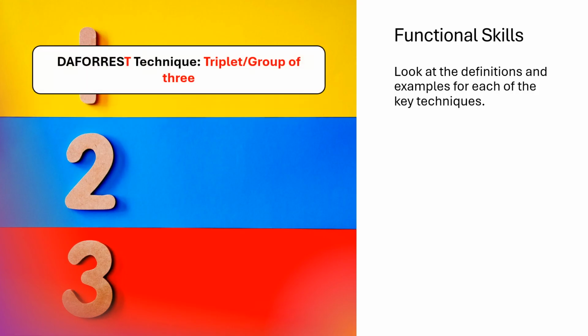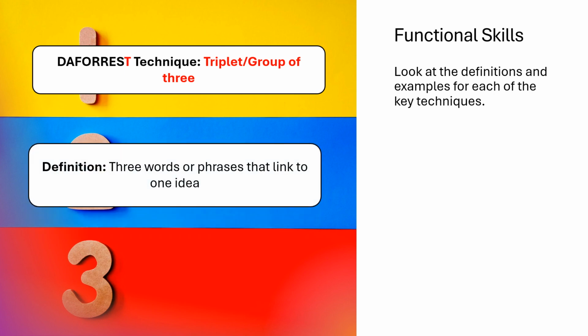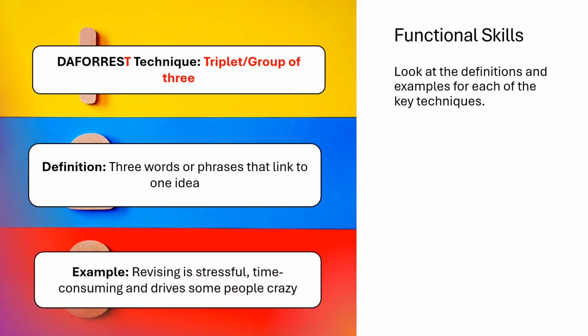And finally, we've moved on to the T in our DAFOREST technique, which is a triplet or a group of 3. The definition of this is 3 words or phrases that link to one idea. An example would be, revising is stressful, time-consuming, and drives some people crazy.